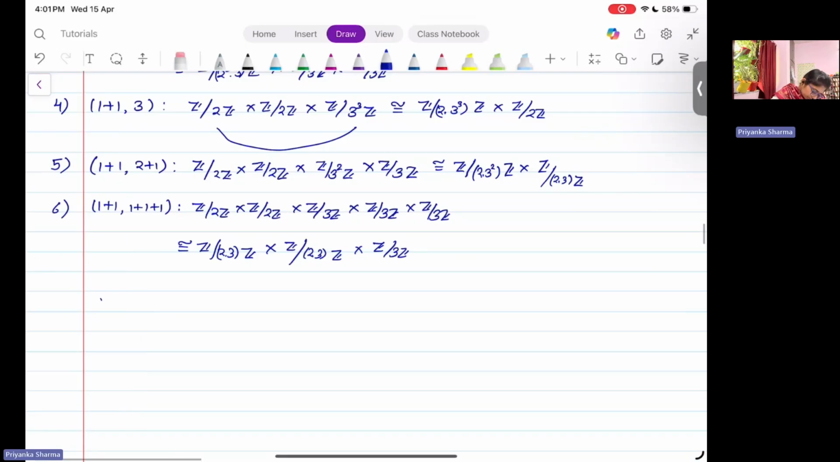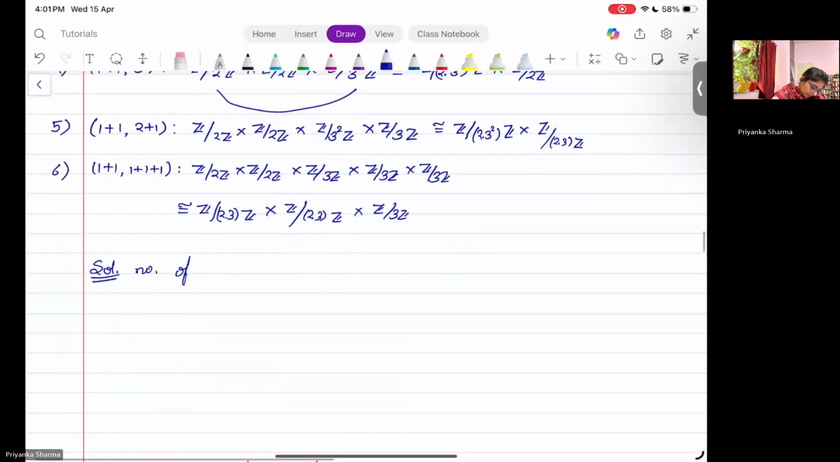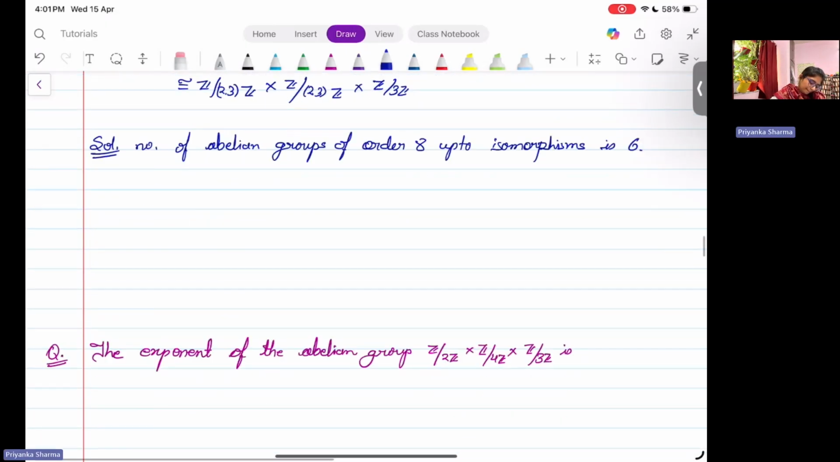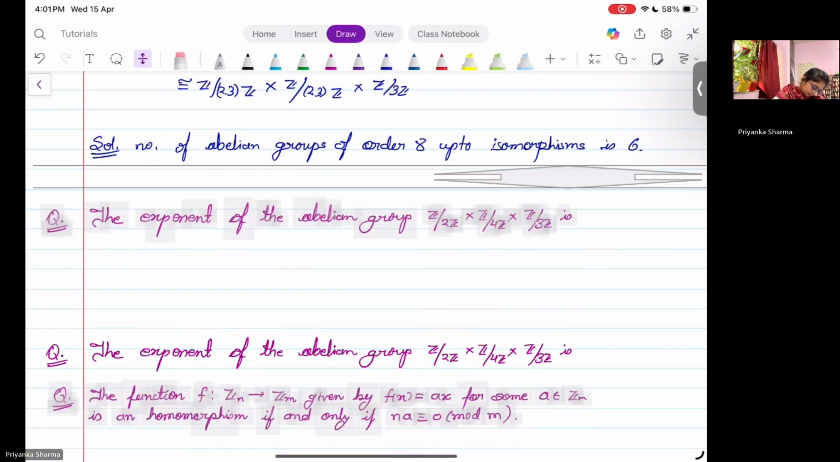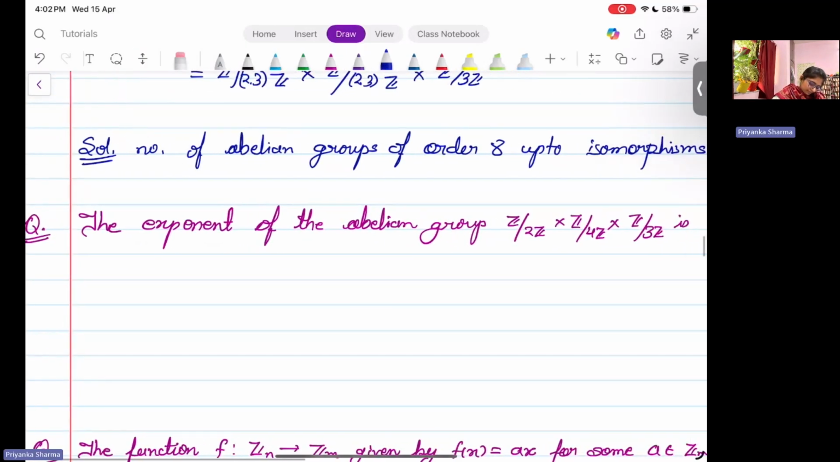So what is the solution? Number of abelian groups of order 108 up to isomorphisms is 6. So come to the next question.